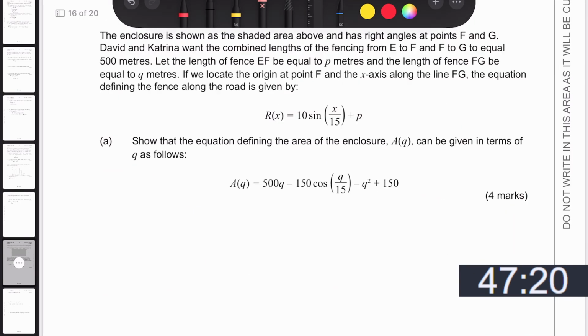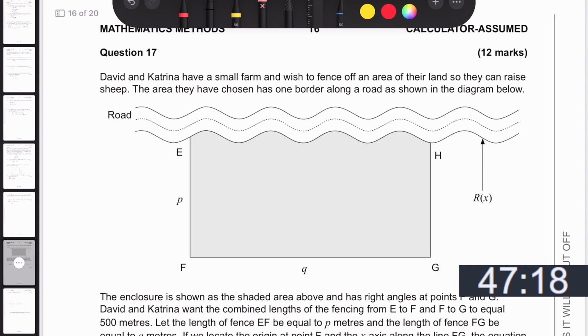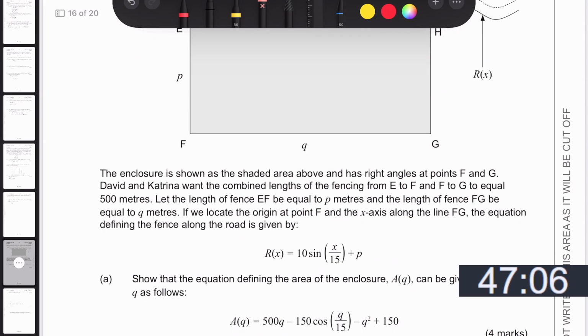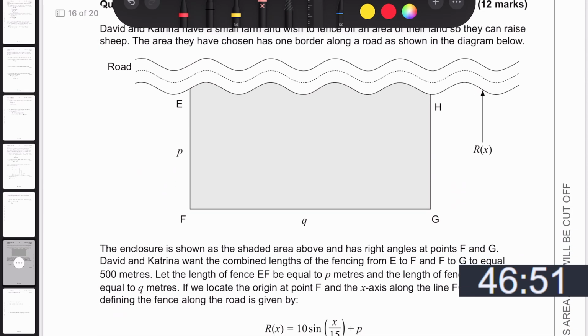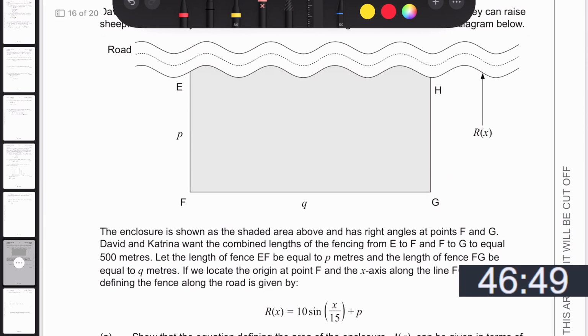Next, page 16. A small farm plans to fence an area of land so they can raise sheep. The area they have chosen has one border along a road, as shown in the diagram below. That is a very funky road. The enclosure is shown as the shaded area above, and has right angles at F, E, G. They want the combined lengths of the fencing from E to F and F to G to be equal to 500 meters.